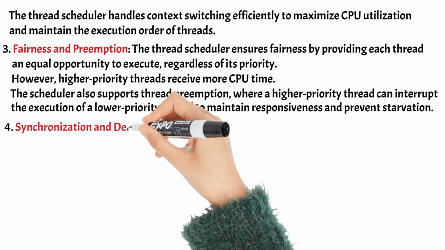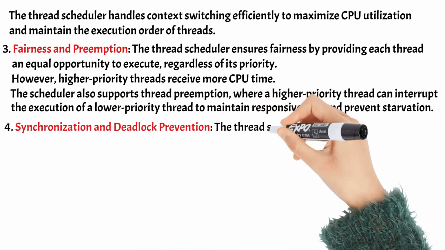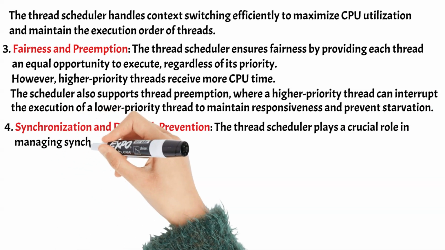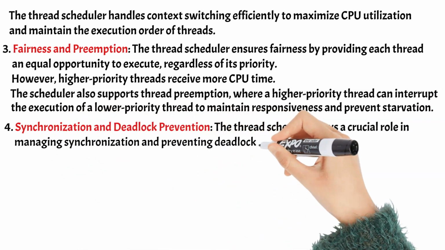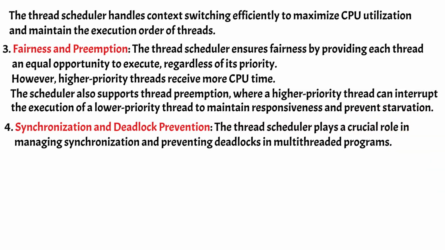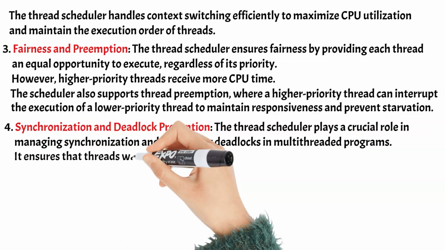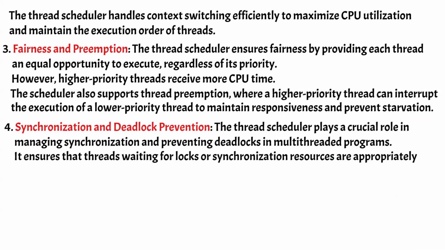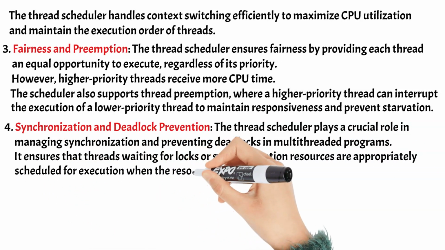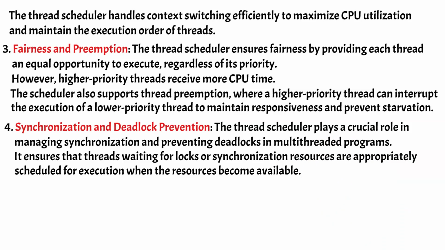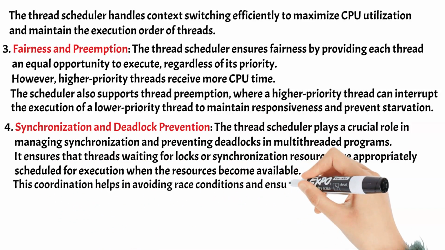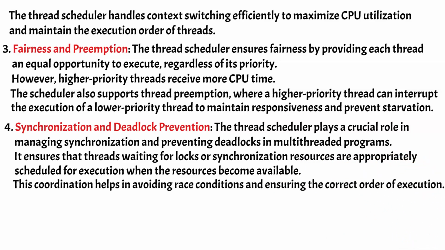4. Synchronization and deadlock prevention. The thread scheduler plays a crucial role in managing synchronization and preventing deadlocks in multi-threaded programs. It ensures that threads waiting for locks or synchronization resources are appropriately scheduled for execution when the resources become available. This coordination helps in avoiding race conditions and ensuring the correct order of execution.